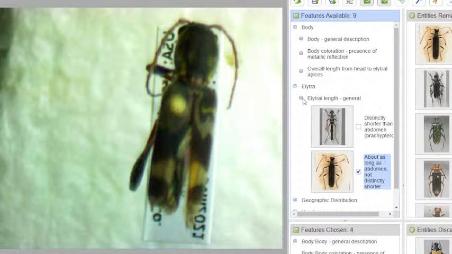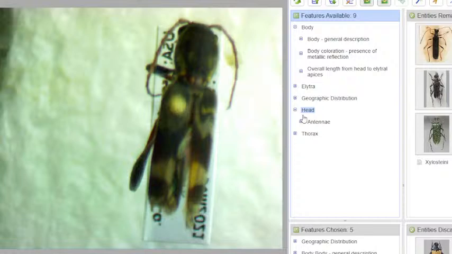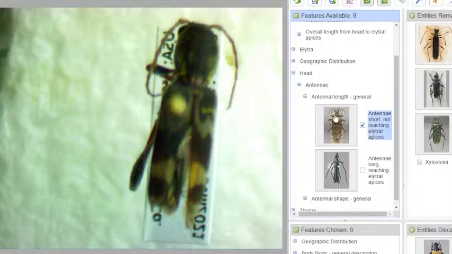He's from the Nearctic. His antennal length is fairly short. I know that for sure on him. Look how short they are.